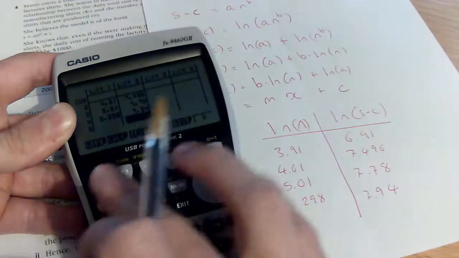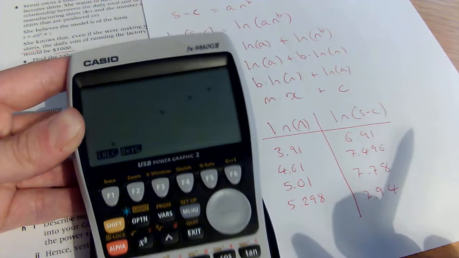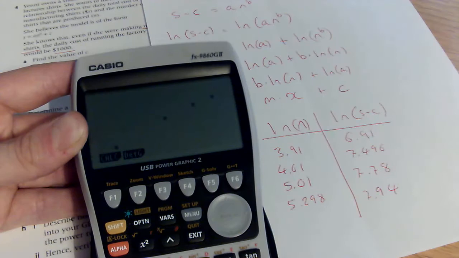Just do the settings, make sure I've got the right thing here. So X is on list one, Y is on list two, that looks good. Graph one is scatter, yeah, that's fine. So we're gonna graph that, and it's like that. Fine, okay, so it depends on the scale you're using, depending on what it's actually gonna look like.